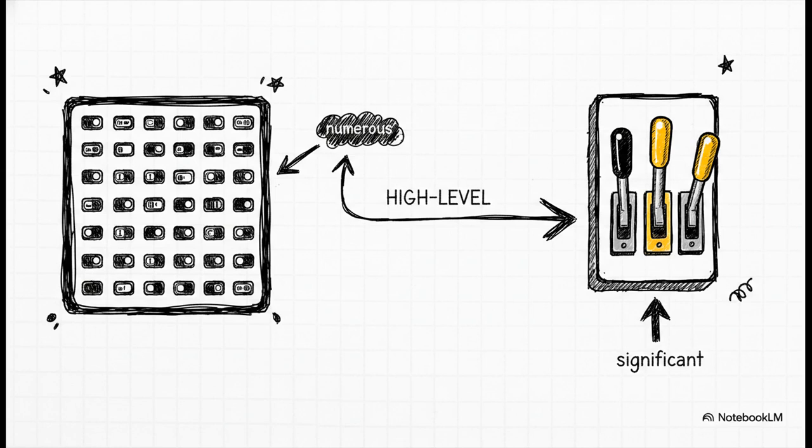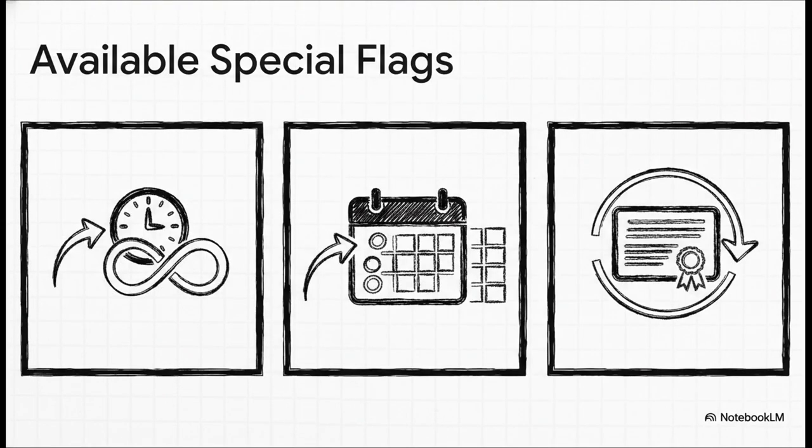But wait, there's more. Beyond those custom features, we also have something called special flags. Now, these are different. They're not for little in-app tweaks. They're for making big, important changes to the license status itself on a user's machine. There are three main ones to know.